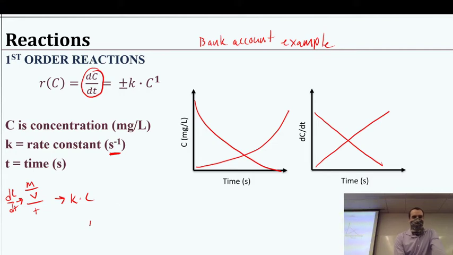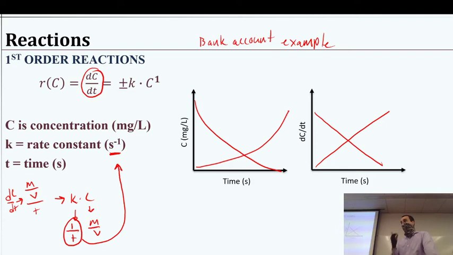So I'm going to write that under here, mass per volume. And we need mass per volume per time. So the K has to provide the time then, per time, really. So here it's 1 over time. So that's how we can derive and see that 1 over time should be our units for K for a first order reaction.